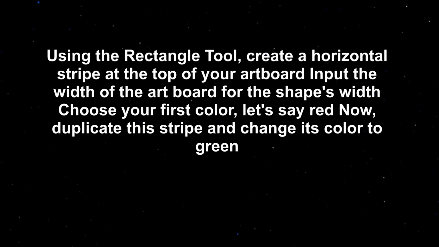Using the rectangle tool, create a horizontal stripe at the top of your artboard. Input the width of the artboard for the shape's width. Choose your first color, let's say red. Now, duplicate this stripe and change its color to green.